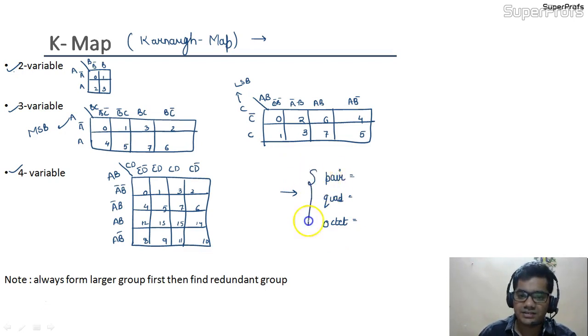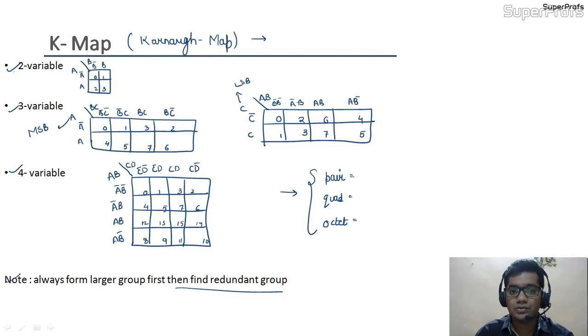Okay, so these 3 are most important: pair, quad and octet. So the first point to note regarding the Kmap is to always form the larger group first and then find the redundant group. When we study the redundant group, we are going to see this point. So just write this note in this place and construct the Kmap for all the variables, that is 2 variable, 3 variable and 4 variable. Okay.